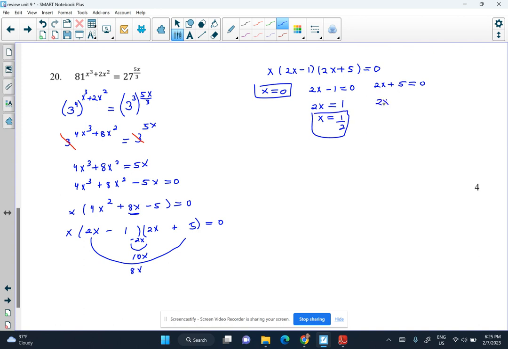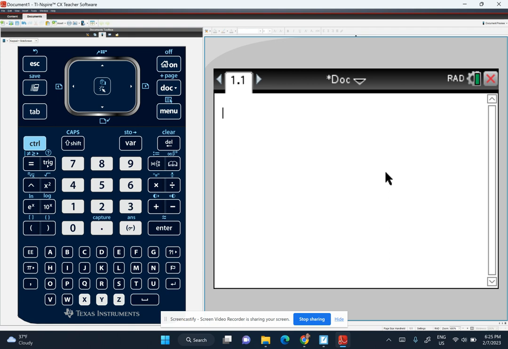I'm going to subtract 5 from both sides. I get 2x is equal to negative 5. x is equal to negative 5 over 2. So I have 3 solutions, and you really need to check all 3. There are multiple ways of checking, but I find the easiest way is to use the graphing calculator. Let's start with negative 5 over 2. So you go into the calculator and you enter negative 5 divided by 2, control store x.